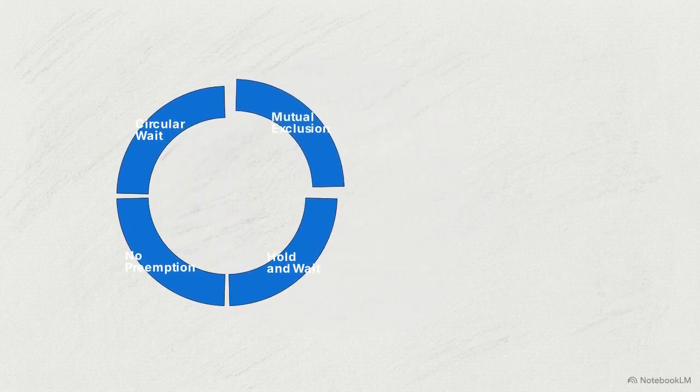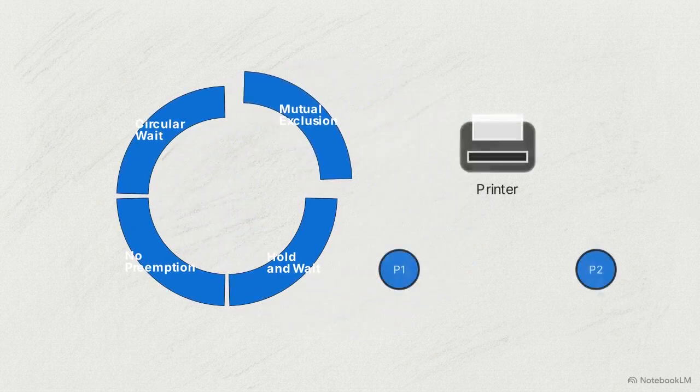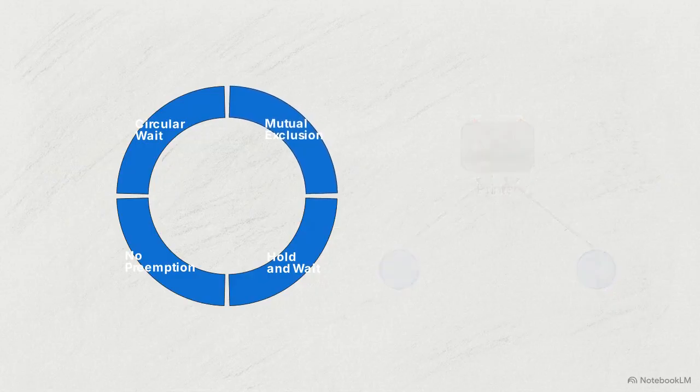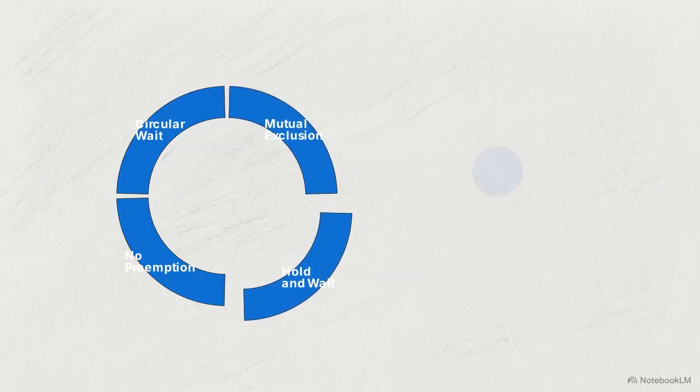First, we can target mutual exclusion by making resources universally shareable, allowing multiple processes simultaneous access. But physical hardware limits this. You cannot force a single printer to print 2 separate documents on the same sheet of paper simultaneously. Certain resources are strictly exclusive, so we move to hold and wait.